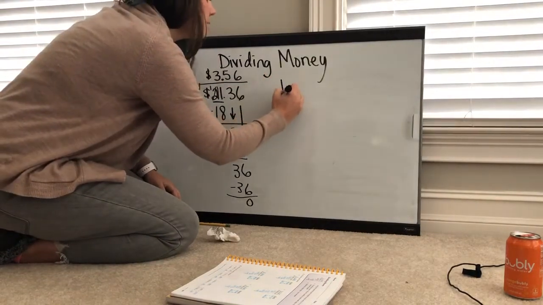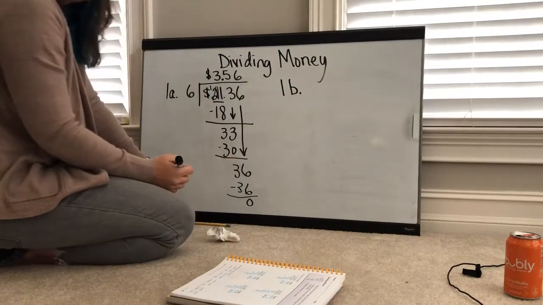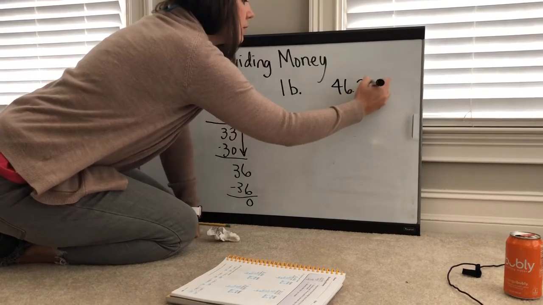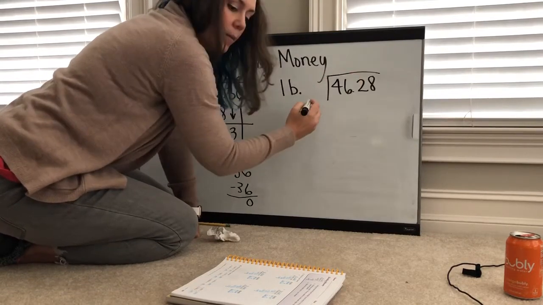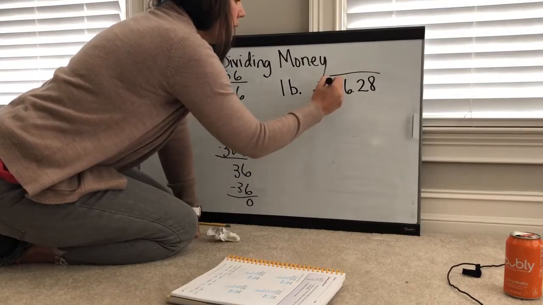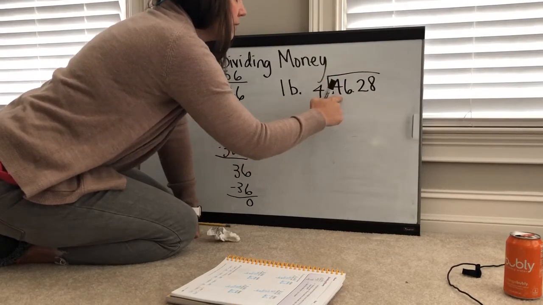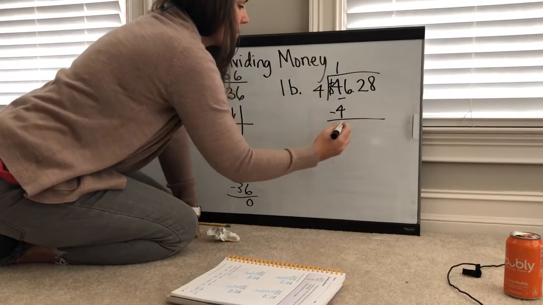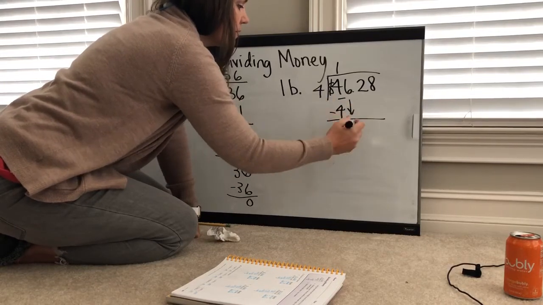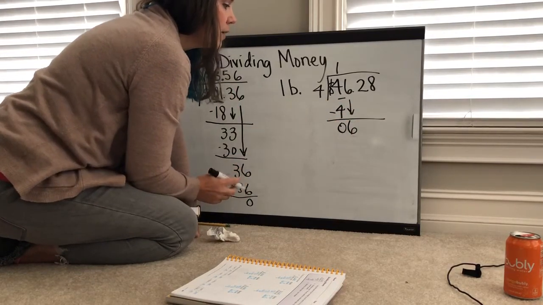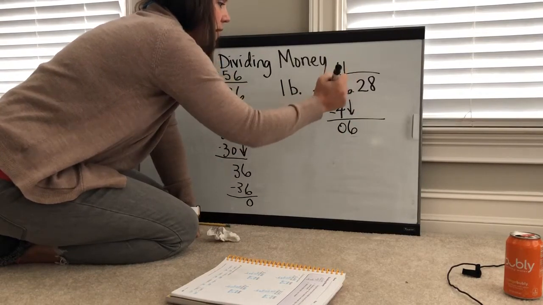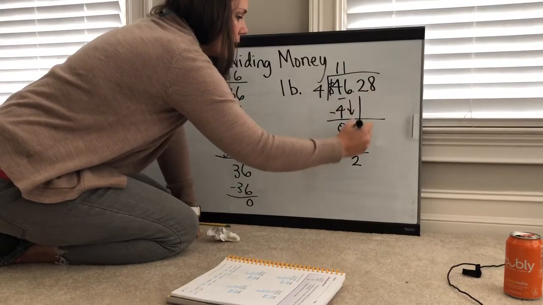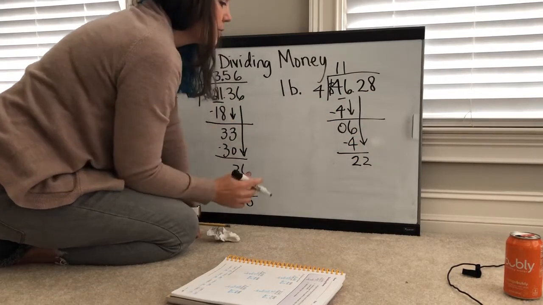Here is 1B. $46.28 divided by 4. 4 goes into 4. I can stop here because 4 is big enough. 4 goes into 4 one time. 4 minus 4 is 0. 0 is smaller than 4, so I can go ahead and bring down. 4 goes into 6 just one time. 1 times 4 is 4, which leaves me with 2. And I can bring down my next number because 2 is smaller than 4, so we were fine.